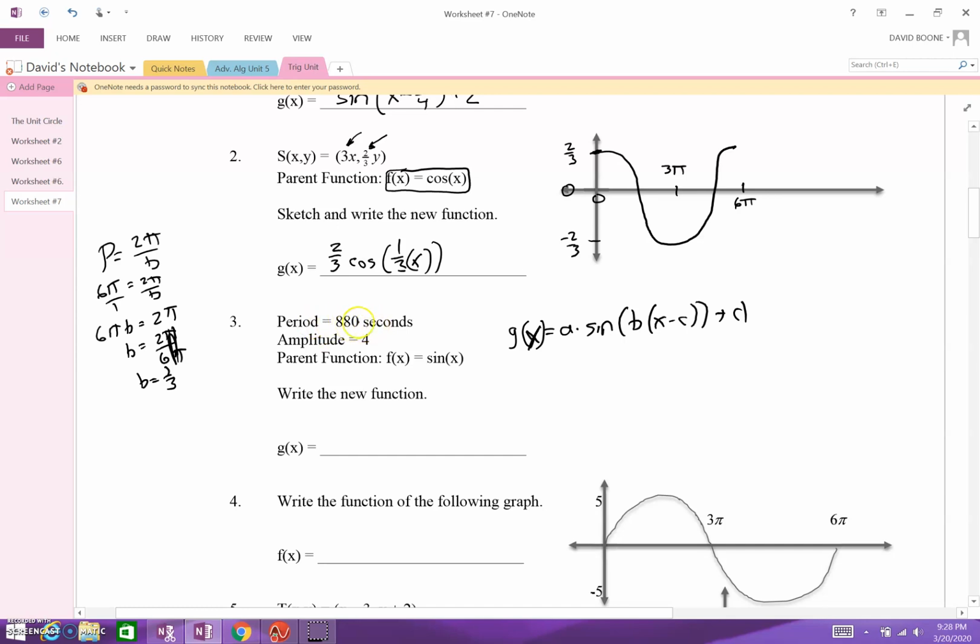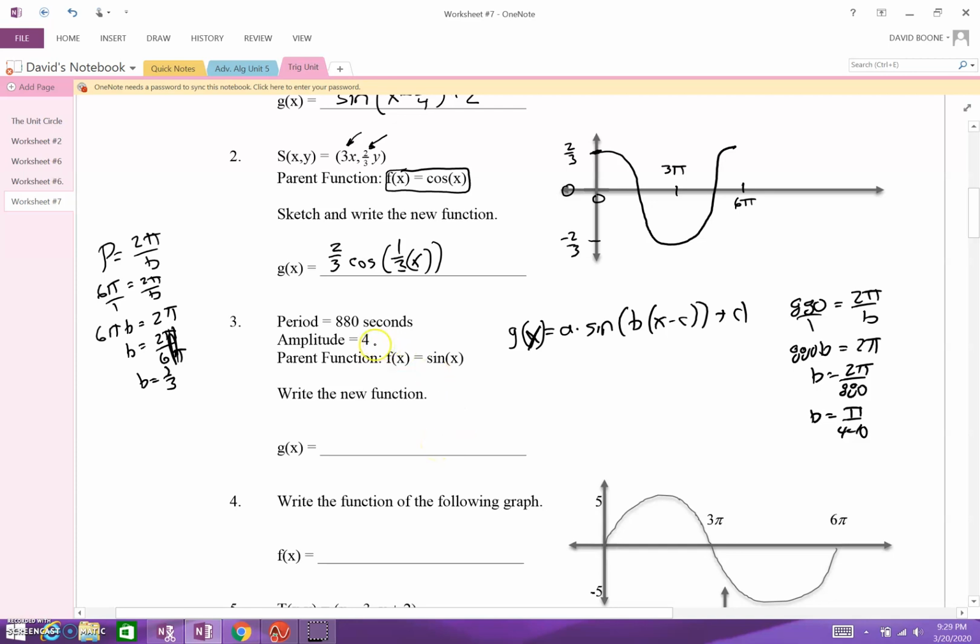Here they tell me my period is 880. Well, using the same idea that we did over here, if my period is 880, and I know period for sine is always 2 pi over b, I can do the calculations to get that b value in the function. So this would be 880b when you cross multiply. 1 times 2 pi is 2 pi. b would be 2 pi over 880. Reduce this, b would be pi over 440. Okay, so there's my b value.